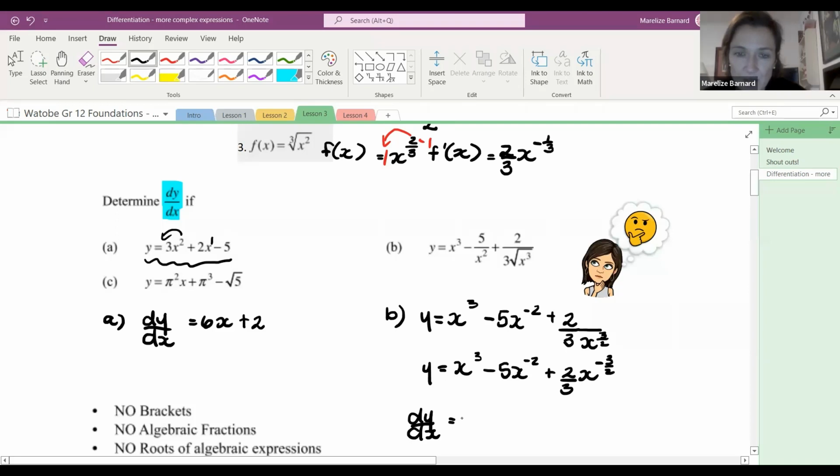So we go 3 times 1 is 3x squared. Then we're going to go -2 times -5 is +10x to the power of -3. And then 2/3 times -3/2 is going to give me a -1x. And then from the -3/2, we subtract a 1, and that is -5/2.